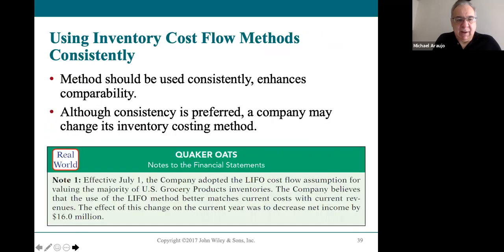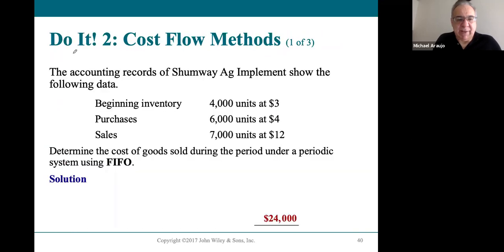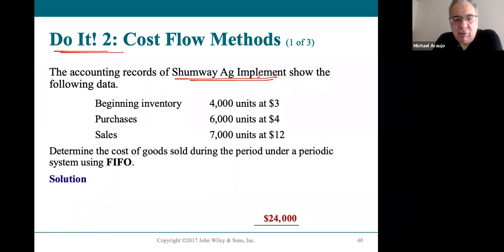Okay, so let's take a look at Do It exercise number 2 for today. It's a cost flow methods review. And here we have the accounting records of Shumway Agricultural Implement.